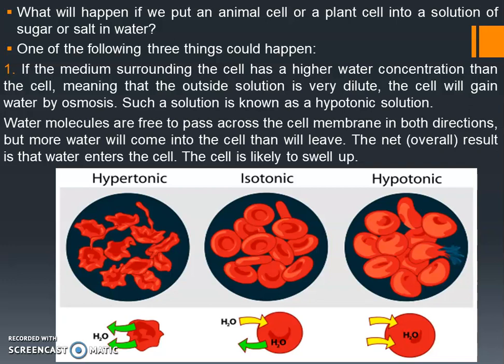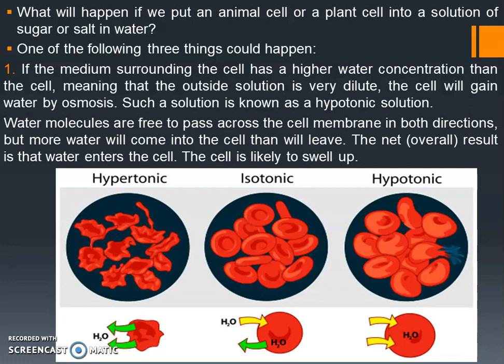So if we do that, one of the following three things would happen. അപ്പോൾ ഒരു ആനിമൽ സെല്ലിനെയോ ഒരു പ്ലാന്റ് സെല്ലിനെയോ നമ്മൾ പോയിട്ട് ഷുഗർ സൊല്യൂഷൻ ഇട്ടാൽ അല്ലെങ്കിൽ സോൾട്ട് സൊല്യൂഷൻ ഇട്ടാൽ ഈ മൂന്ന് കാര്യത്തിൽ ഏതെങ്കിലും ഒന്നായിരിക്കും നടക്കുക. ഓക്കെ, സോ വി വിൽ ബി ലേണിംഗ് അബൌട്ട് ദോസ് ത്രീ തിങ്സ്.